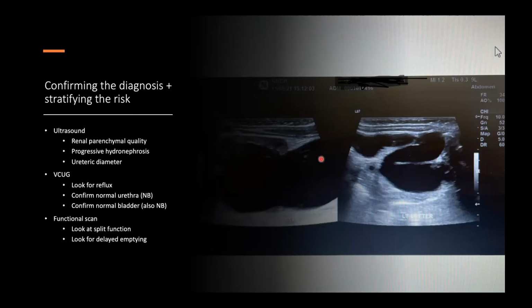This is obviously a very extreme picture, but you do get children who have a UPJ obstruction. We all know what that is, but who also have an element of hydroureter. And then the question for yourself is, are you going to do a pyeloplasty or do you actually need to address the UVJ? That's where a nuclear medicine unit that can separate these two organs, the kidney and the ureter, for you, and tell you at what level the obstruction is, is very useful.